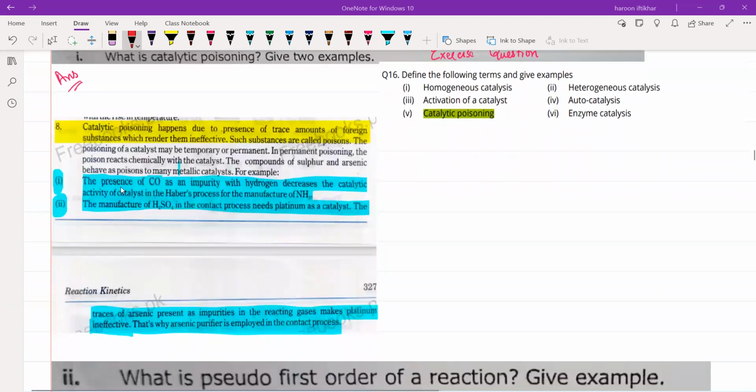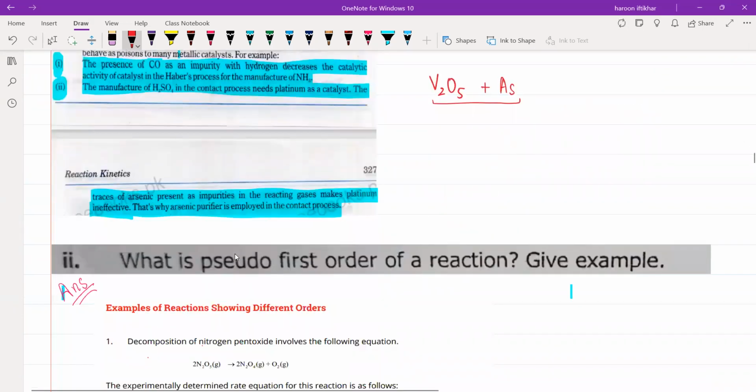Two examples are here. The presence of carbon monoxide as an impurity definitely decreases the catalytic activity of iron in Haber's process. And in the production of H2SO4, arsenic poisoning can actually destroy the catalyst, because it can react with the catalyst. We use V2O5 as a catalyst in the production of sulfuric acid. So when arsenic is here, arsenic reacts with vanadium pentoxide and destroys the catalyst. So you can give these two examples that I mentioned in your book.